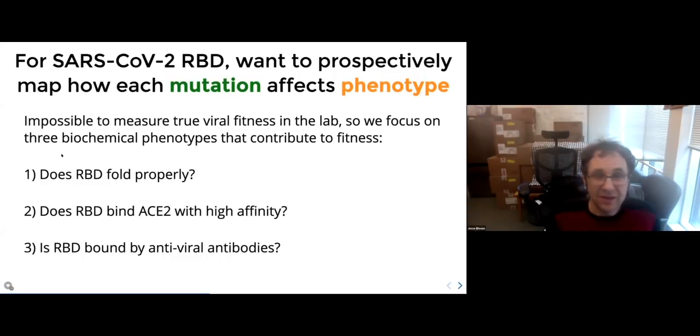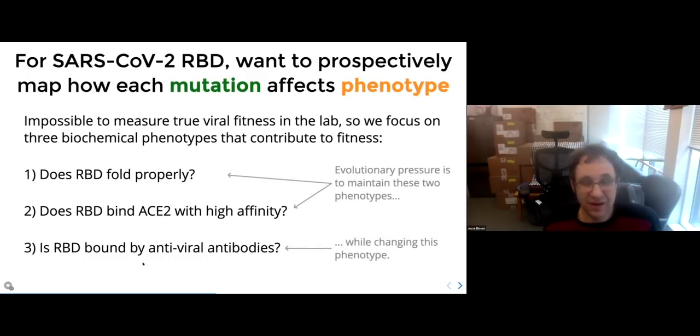Unfortunately, it's impossible to measure true viral fitness in the lab. Fitness is a property of the virus's ability to transmit in the human population, which cannot be fully modeled in any lab experiment. So we instead decided to focus on 3 biochemical phenotypes, which we can measure and which we think crucially contribute to true viral fitness. Those biochemical phenotypes are: does this protein fold properly? Can it bind to ACE2 with high affinity? And can it be recognized by antiviral antibodies?